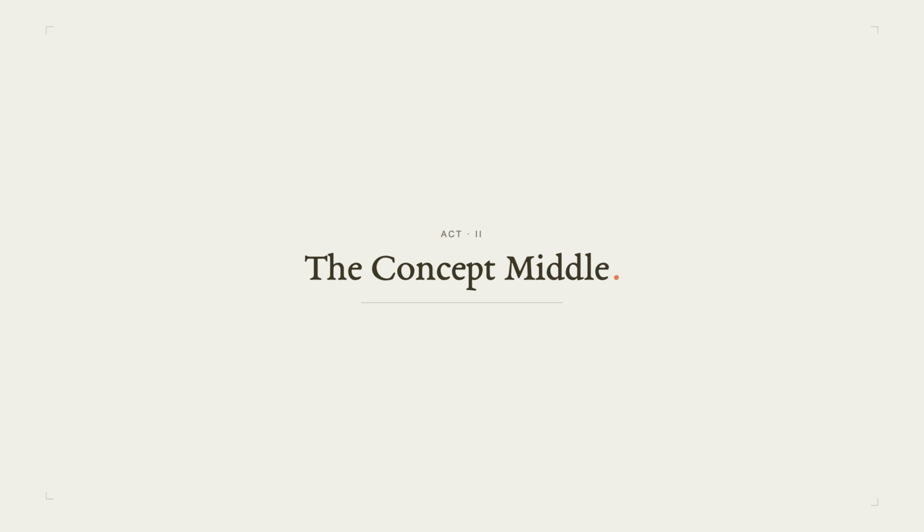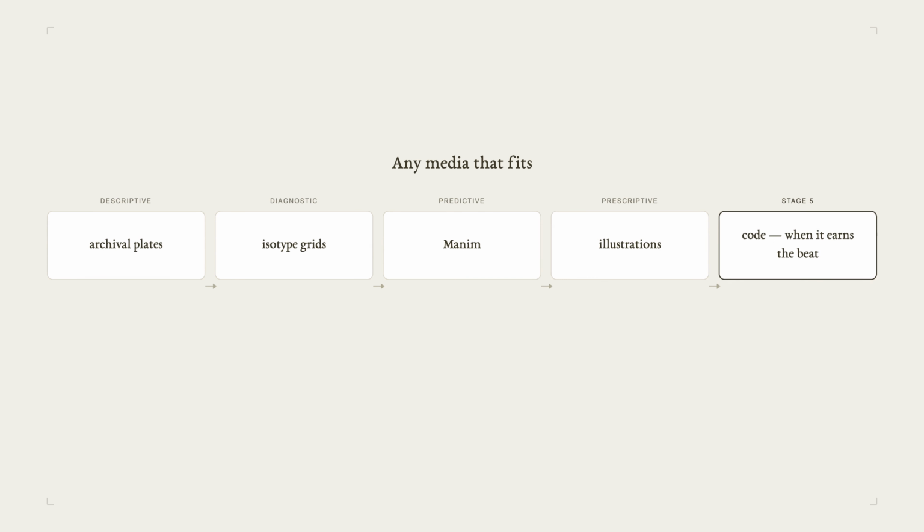Act 2, Fork 1. The video explains an idea, so the middle becomes a Vox-style essay. The rule for a concept middle is deliberately loose. Any media that fits: archival plates, isotype grids, manim for the math, custom illustrations, even terminals and code when they earn the beat. The bookends frame it, the middle teaches.